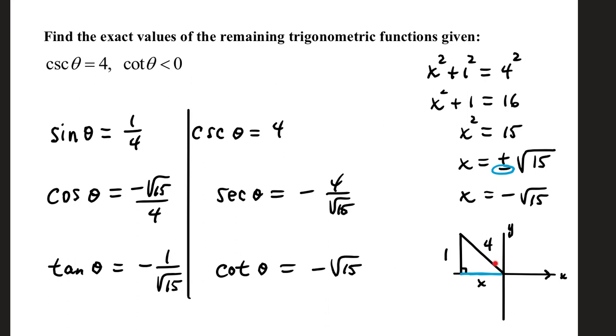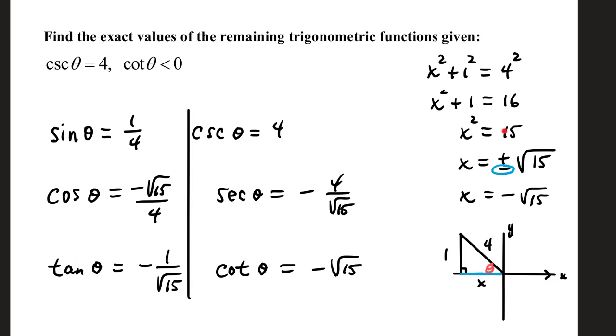And if we draw a little line segment into quad 2, sine is y over r. So our y coordinate has to be positive 1. Our distance is always positive, that's a 4. And so using the Pythagorean Theorem, we're missing the x value, so x squared plus 1 squared equals 4 squared.